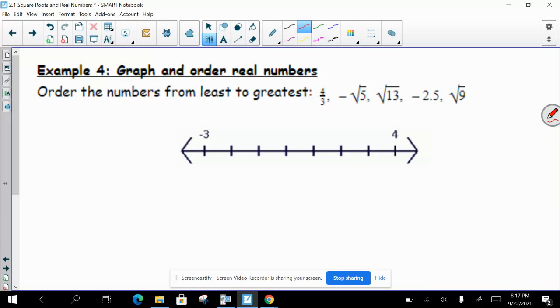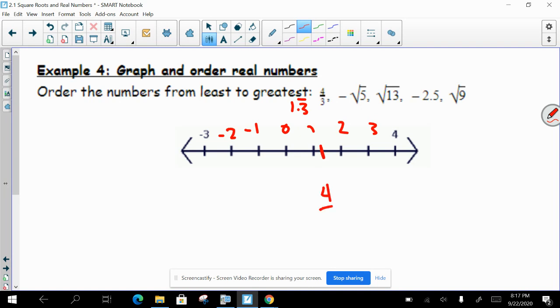So graph and order real numbers. So order the numbers from least to greatest without a calculator. Okay, so put your calculator aside. So think, what is 4/3? Well, 4/3 would be 1 1/3, so that would be 1.3 repeating. So that would be, let's see, this is -3, -2, -1, 0, 1, 2, 3. So that would be about here.